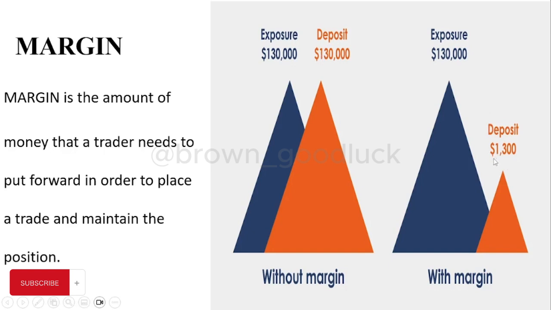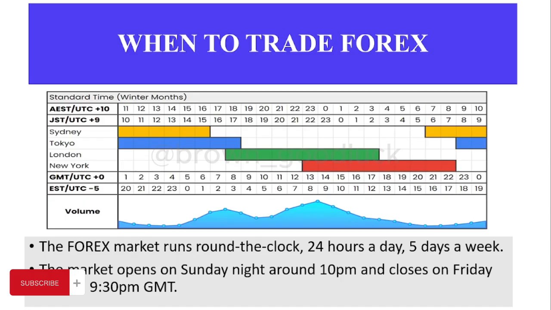All right, so when to trade Forex? The Forex market runs round the clock, 24 hours a day, 5 days a week. The market opens on Sunday night around 10 p.m. and closes Friday 9:30 p.m. GMT. We have the Sydney session, the Tokyo session, and the London session, which has an overlap with the New York session. This continues daily, so you can convert this time to your own time zone. The market is always open for us to trade.